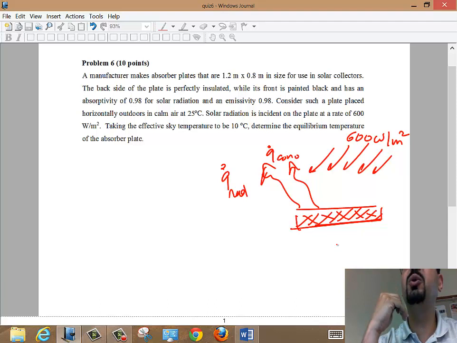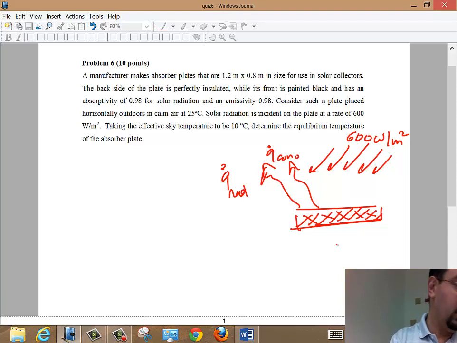Anyone? Q total equals Q radiation plus Q convection. But I would say not Q total, I would say Q input equals Q output first. At steady state, Q input equals Q output. And Q input is the sun, and Q output is radiation to the sky plus convection to the air. All right? So that is the equation.